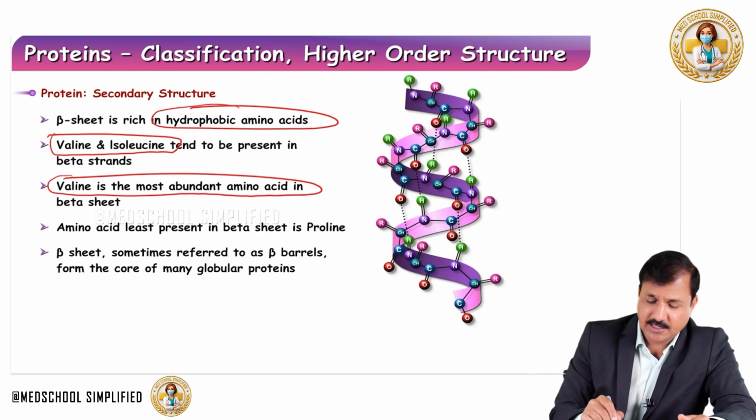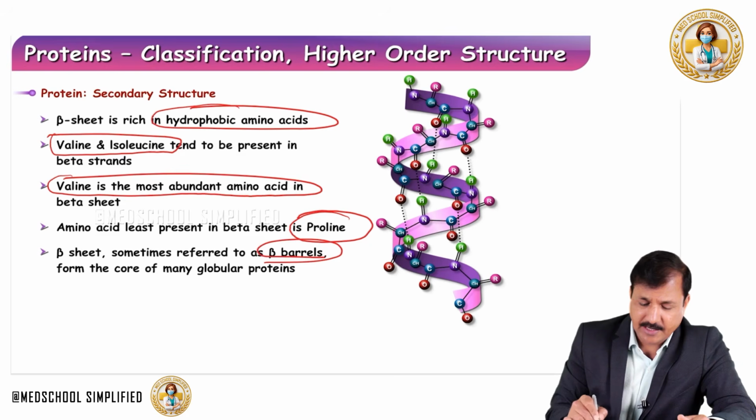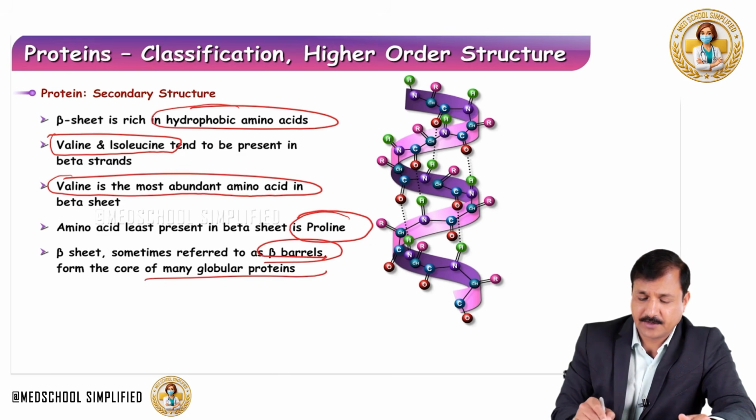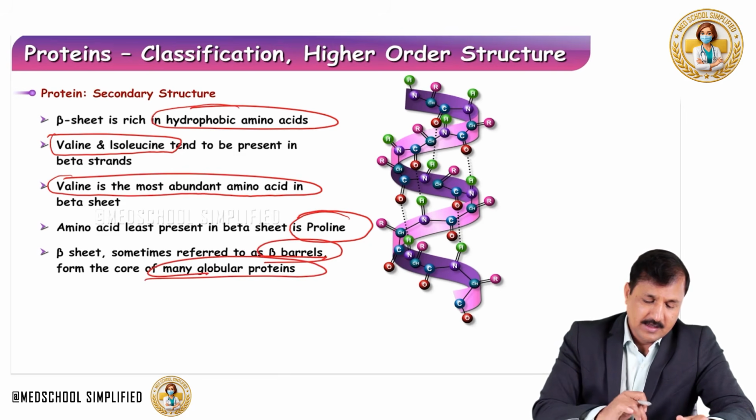And the amino acid that is least present in the beta sheet, again, is proline. Now beta sheets are sometimes referred to as beta barrels, which form the core of many globular proteins.